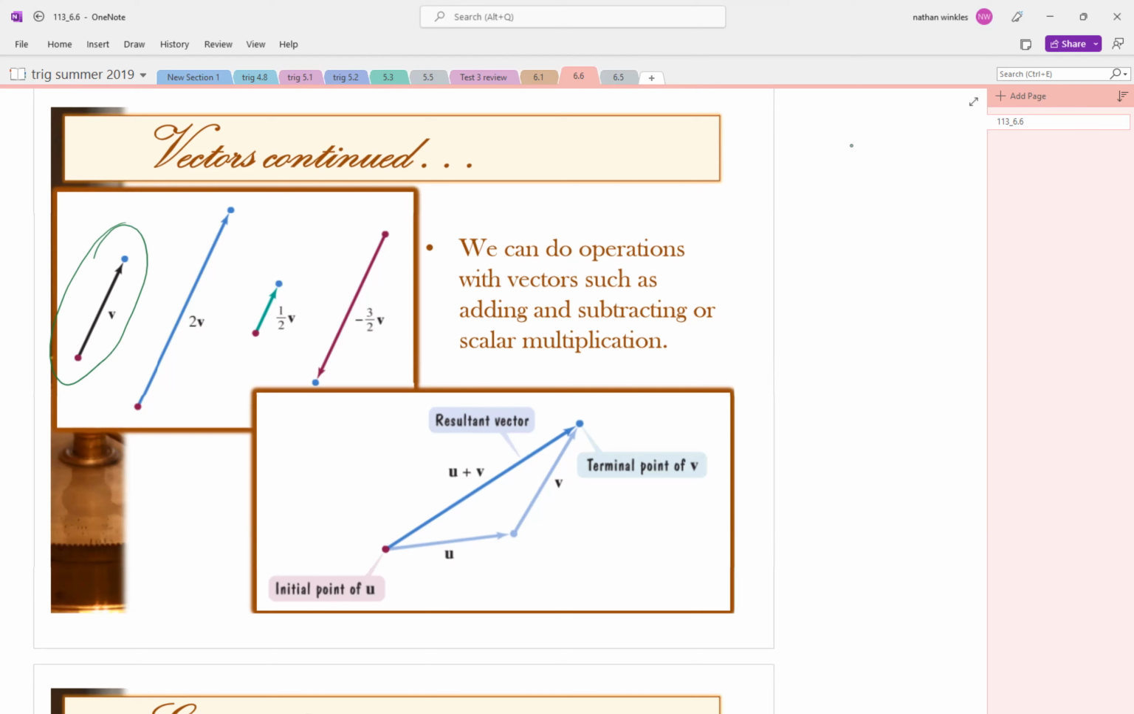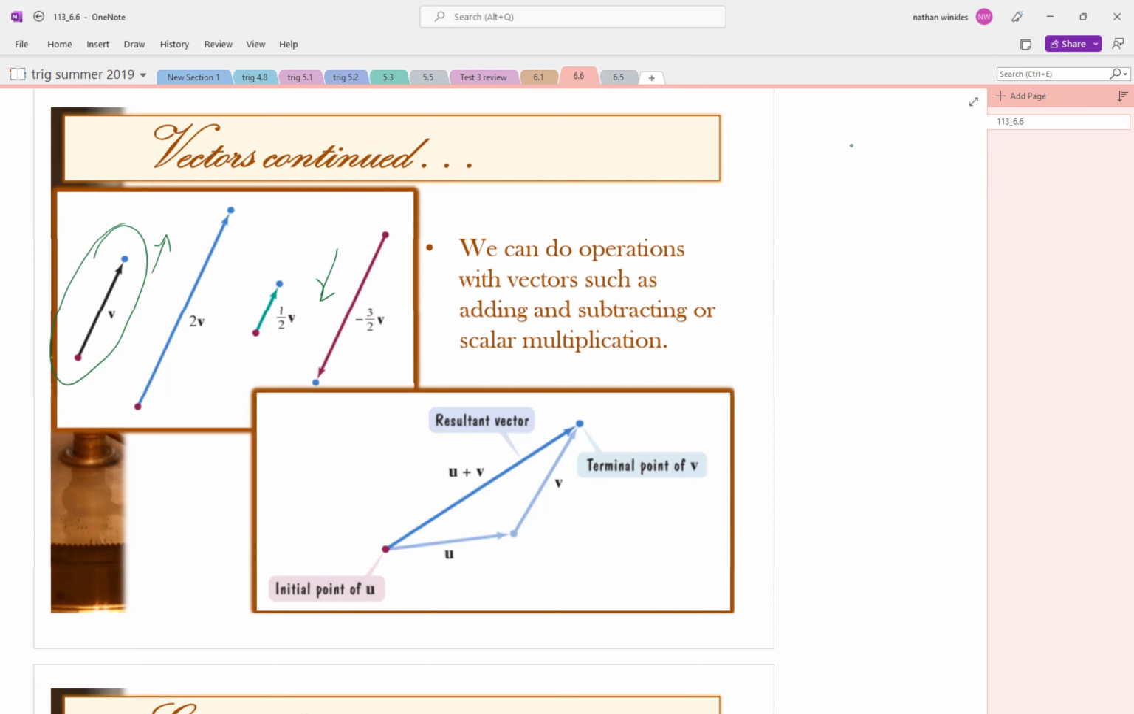When we multiply, we don't have to multiply by a straight positive number. That is why this last one is minus 3/2 times V. What this does is multiply the length by a factor of 3/2 to make it longer, and then the negative flips the direction. Notice we were going up with V, but with negative 3/2 V, we now go down.